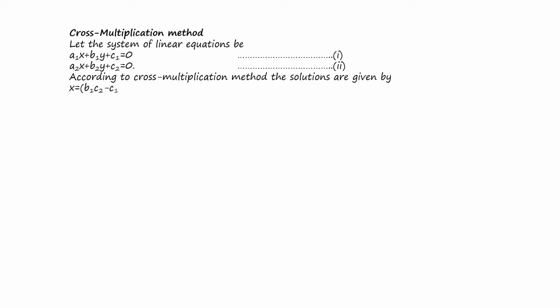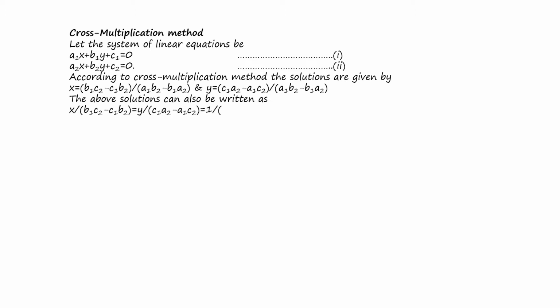According to the cross multiplication method, the solutions are given by x equals b1c2 minus c1b2 whole divided by a1b2 minus b1a2, y equals c1a2 minus a1c2 whole divided by a1b2 minus b1a2, or it can be written as x by b1c2 minus c1b2 equals y by c1a2 minus a1c2 equals 1 by a1b2 minus b1a2.